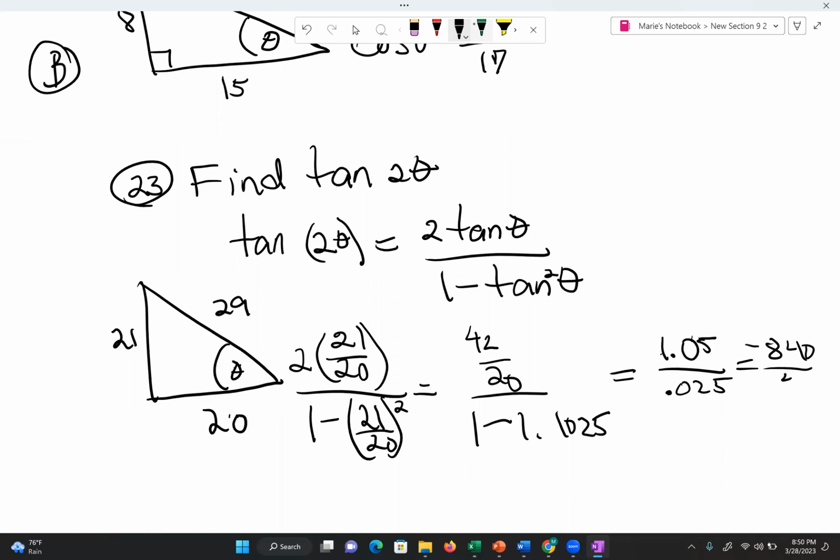Negative 840 over 41. So 840 divided by 41 comes to 20.48, which is what I got on a calculator initially. So I'm comfortable with that. Let's go with answer choice A.